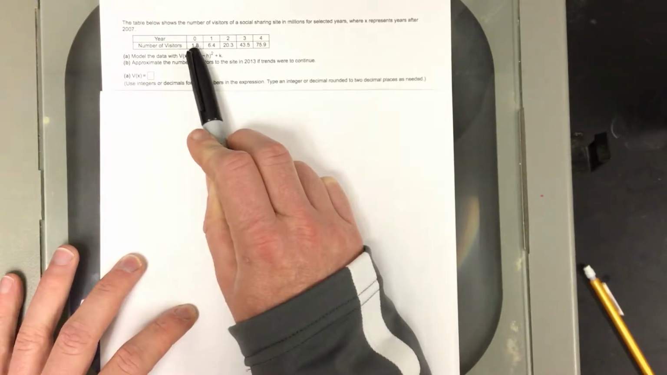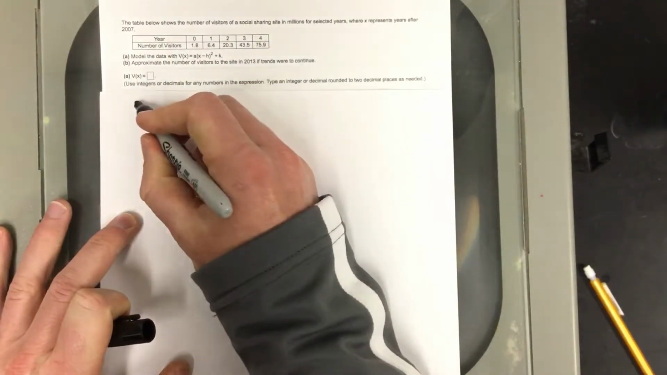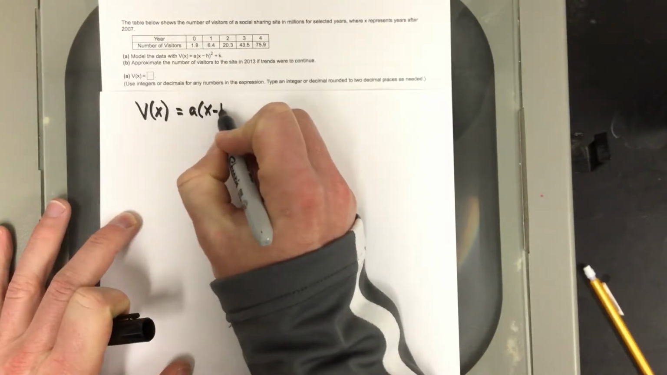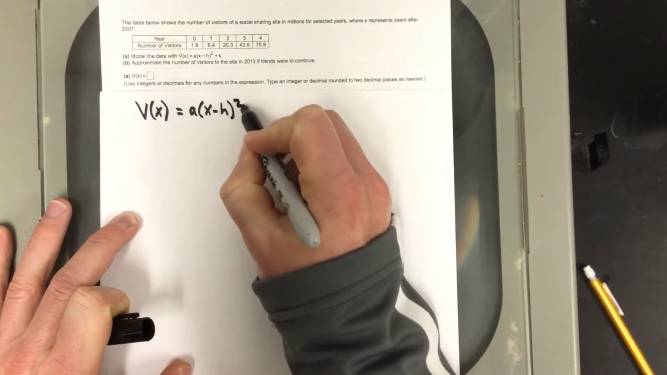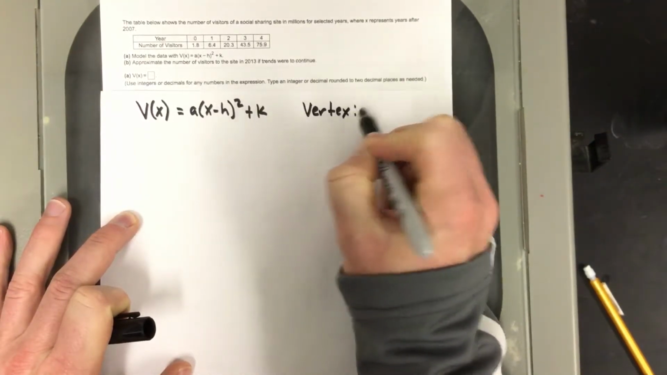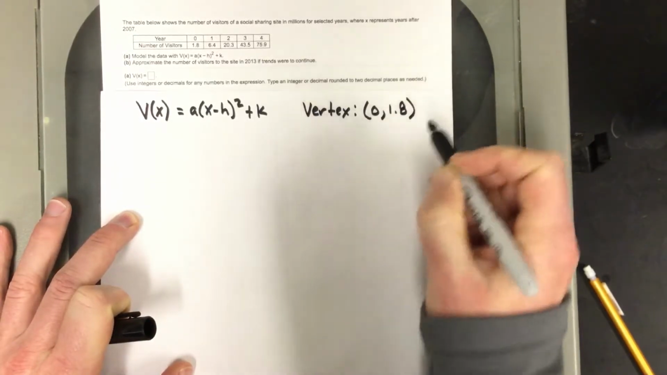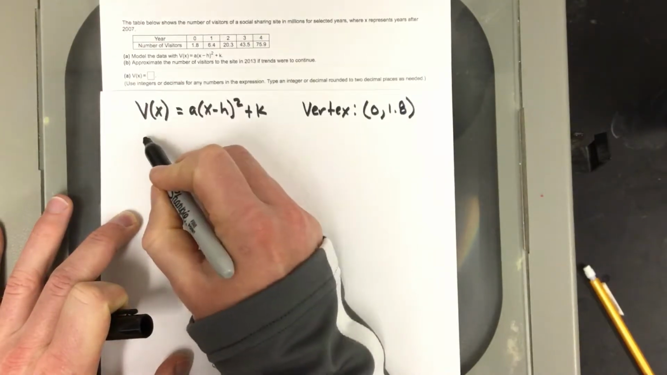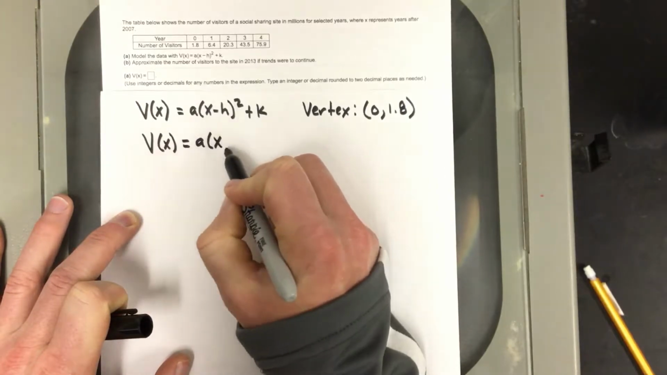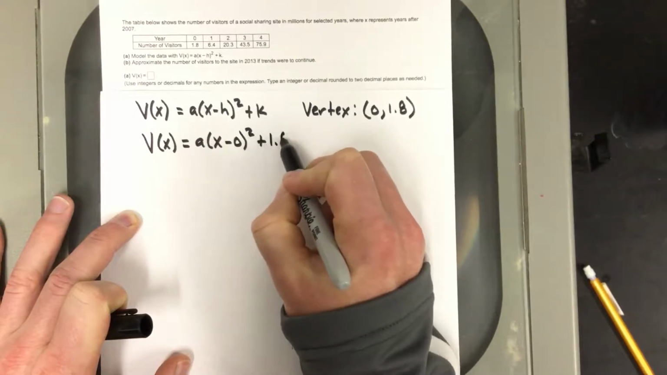So of our 5 data points, because we're increasing here, our smallest data point is going to be the vertex. So that's how we can start writing an equation in this form, as we say V of x equals a times (x minus h) squared plus k. We're going to call the vertex (0, 1.8), and we're going to plug it in here. So we have V of x equals a times (x minus 0) squared plus 1.8.